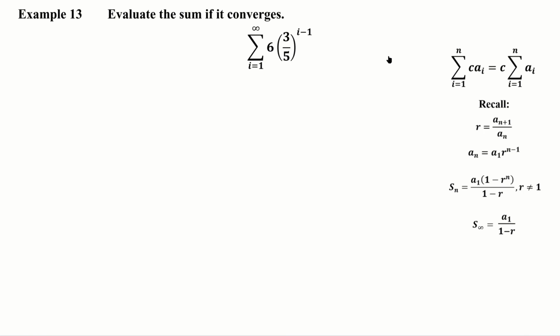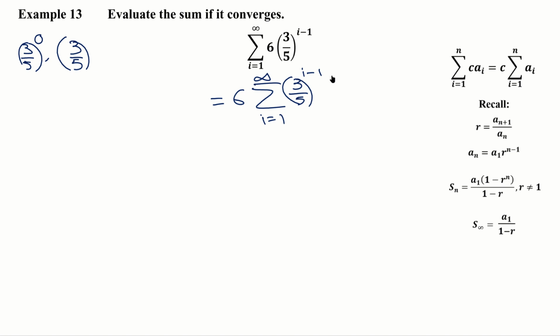All right, so we are going to use our trick from before to pull that 6 out. So we get 6 times the sum from i equals 1 to infinity of quantity 3/5 to the power of i minus 1. Let's see what terms are being added here. We run through the values of i starting with 1. The first term is 3/5 to the power of 1 minus 1, which is 0. The next term is 3/5 to the power of 2 minus 1, which is 1. The next one is 3/5 to the power of 3 minus 1, which is 2.